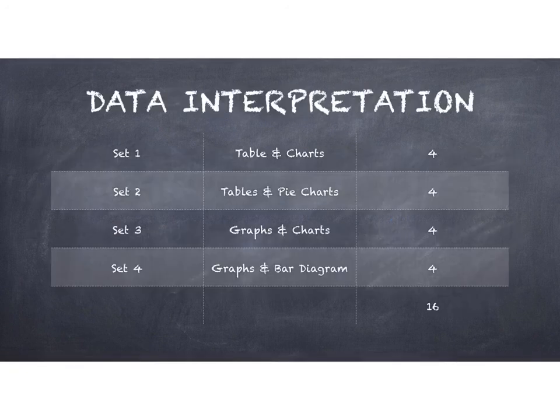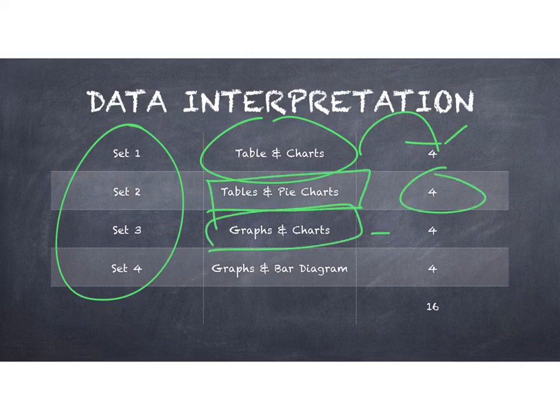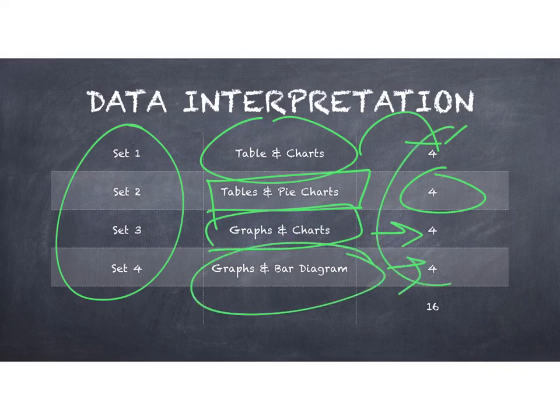Now under logical reasoning, there can be any kind of questions, so I'm not going to talk about what kind of questions you are going to get, and of course that is very subjective. But under DI, this is usually the case. Under data interpretation, you're going to get 4 sets: table and chart, 4 questions under one set; table and pie chart, 4 questions; graph and chart, 4 questions; graph and bar diagram, 4 questions. So overall you're going to get 16 questions.